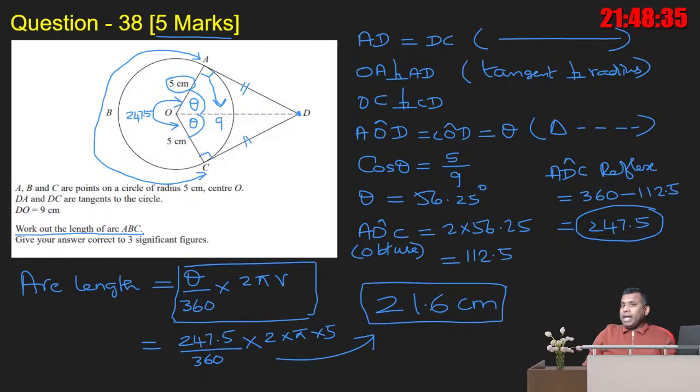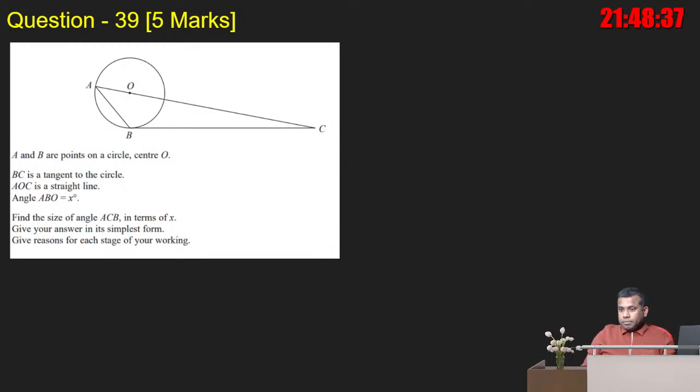So I'm moving on to the next question, 39. Read the question. A and B are points on a circle. The center is O. BC is a tangent to the circle. AOC is a straight line. So AO is going through like a diameter and is going all the way to C.